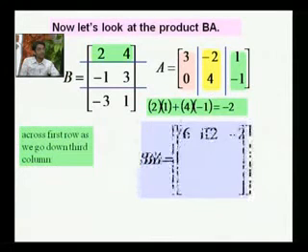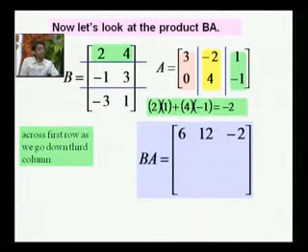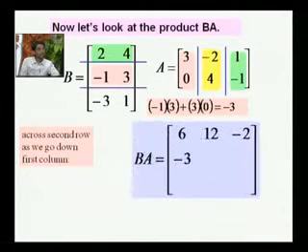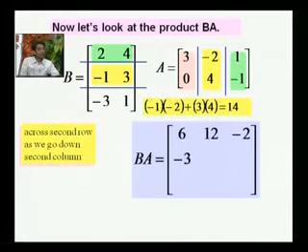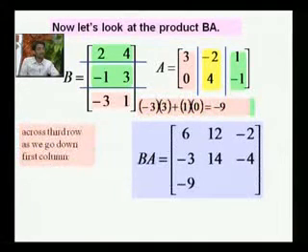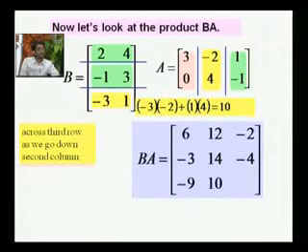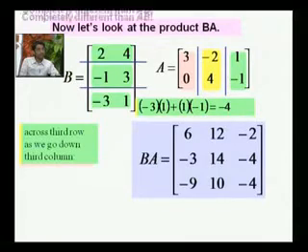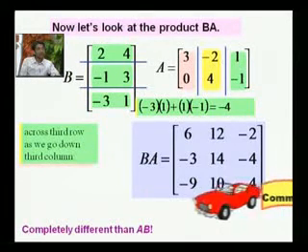So then 2 4 with 1 1 is 2 into 2, then 4 into minus 1 is minus 2. In the same way, if we multiply the second row with the first column, the second row with the second column, the third row with the third column, we will get the second row of BA. In the same way, so this is the answer of BA, which is not equal to AB. So it is completely different from AB.